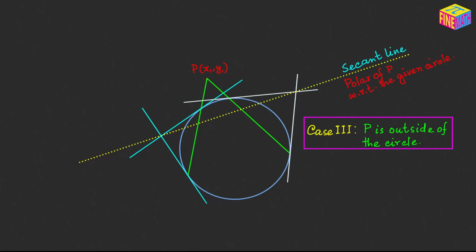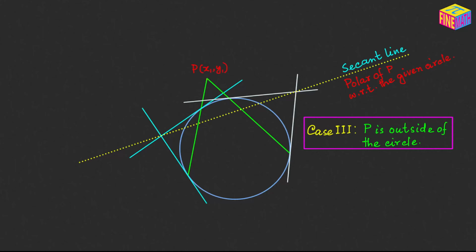When P was on the circle, the polar was also on the circle, meaning it was a tangent touching the circle. And when P is outside of the circle, the polar goes through the circle, meaning the polar now intersects the circle, as if the polar is inside the circle.